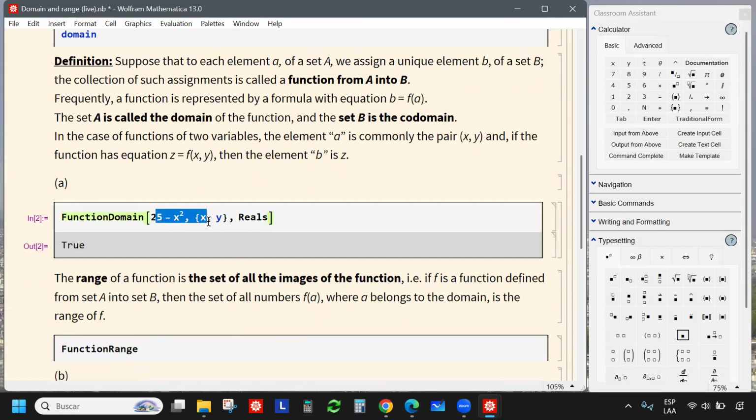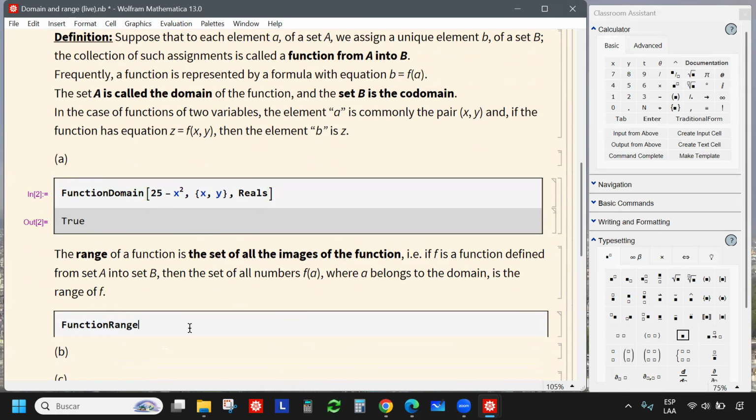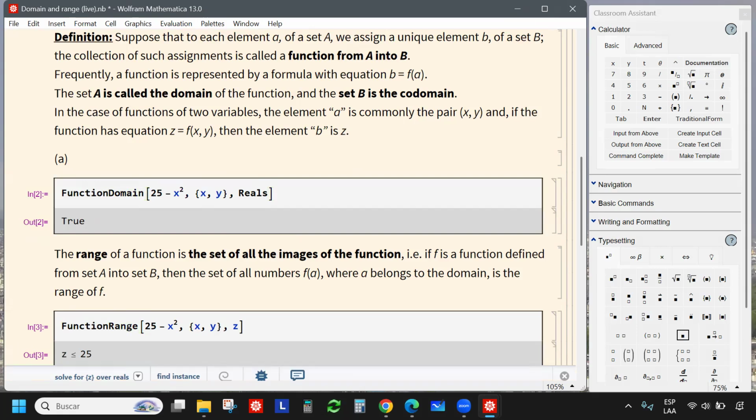I will copy the function. I forgot the 2, doesn't matter. And I want the result in terms of z. Shift and enter. Well, here it is. The range of f is made of those z values that are less than or equal to 25. As we can see, x squared cannot have negative values, meaning that the least possible value for x squared is 0. So the maximum possible value for z will be 25. This results in a set of values for z less than or equal to 25, as Mathematica gave us.